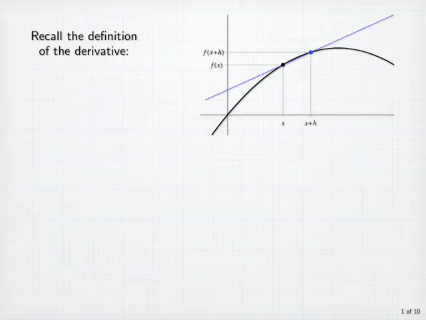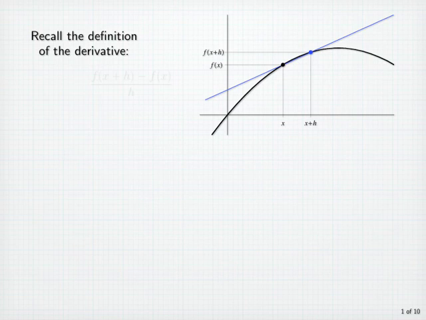Let's recall the definition of the derivative. We write the slope of the secant line through (x, f(x)) and (x+h, f(x+h)) as f(x+h) minus f(x) divided by h, and take the limit as h goes to 0. This is f prime of x.